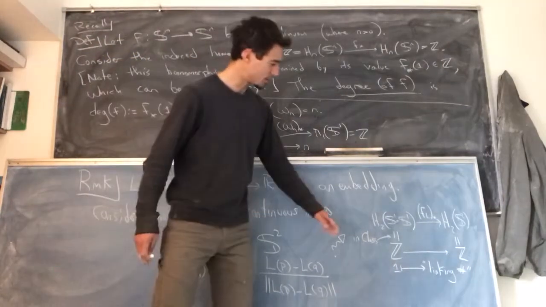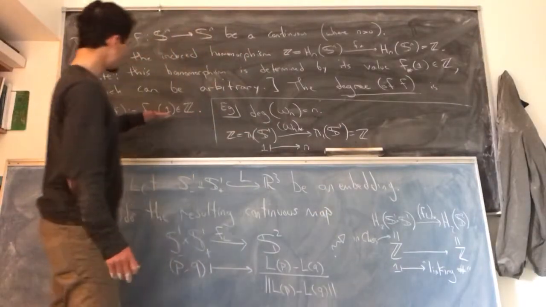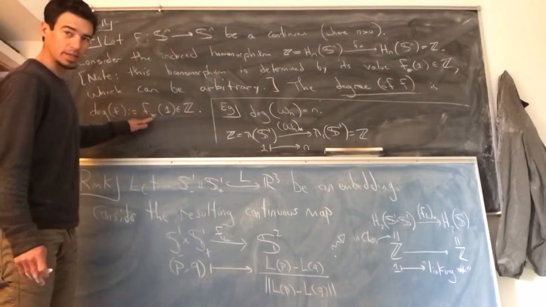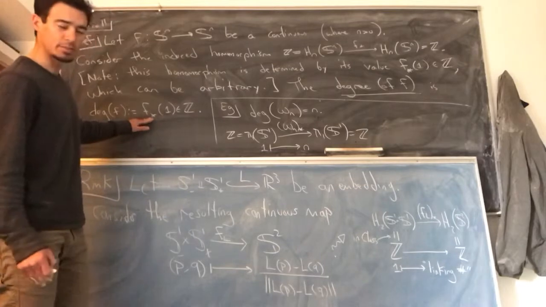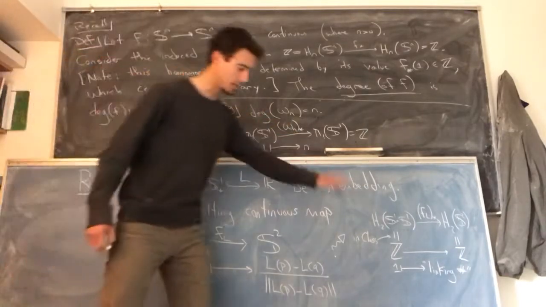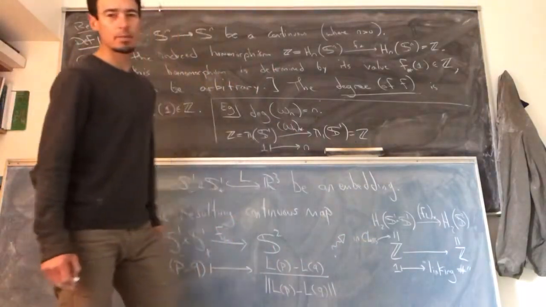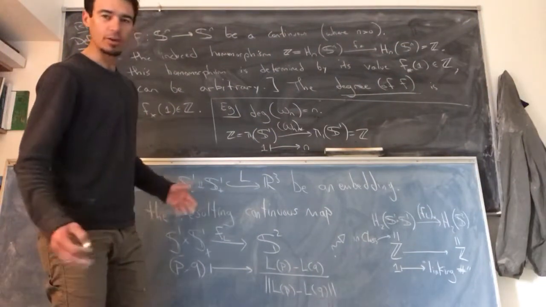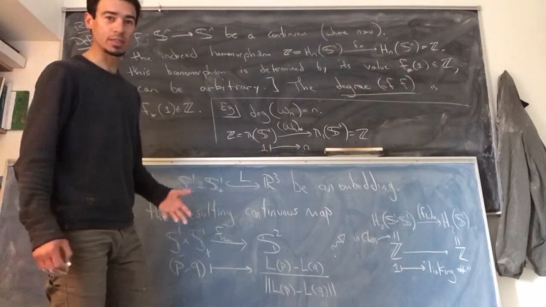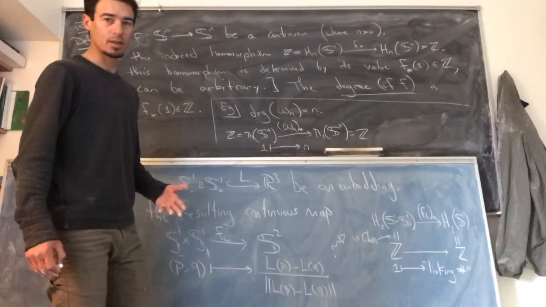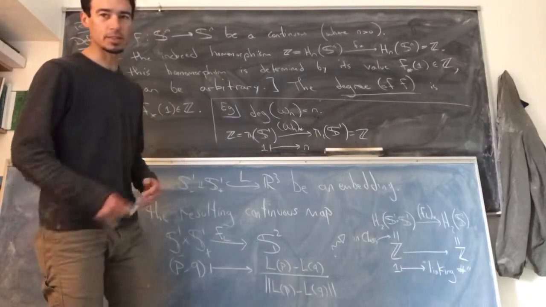And to that point, these are nice definitions: degree, this numerical invariant of a continuous map between spheres, and linking number. But how on earth do we ever hope to compute those things? So that's what we're about to develop next.